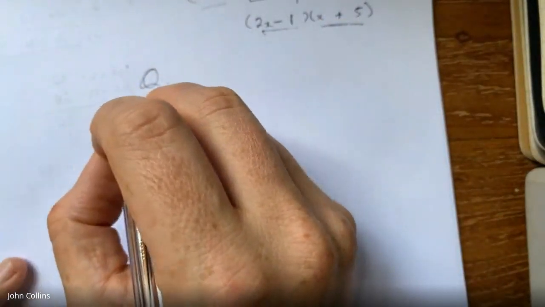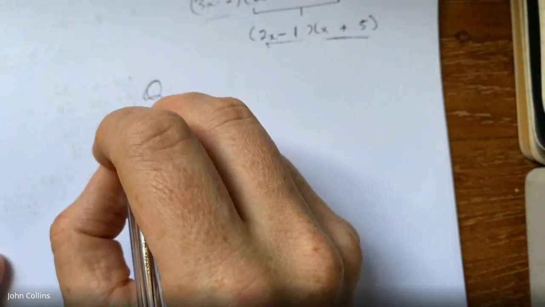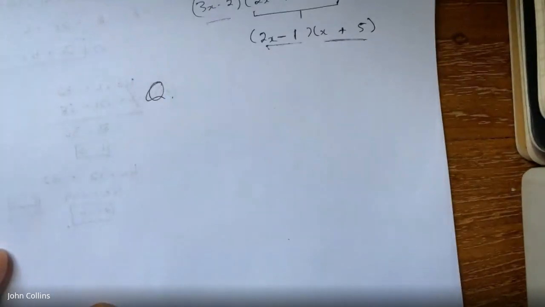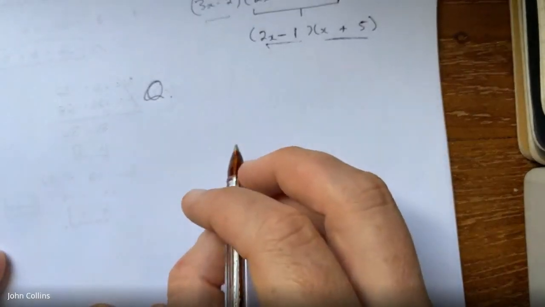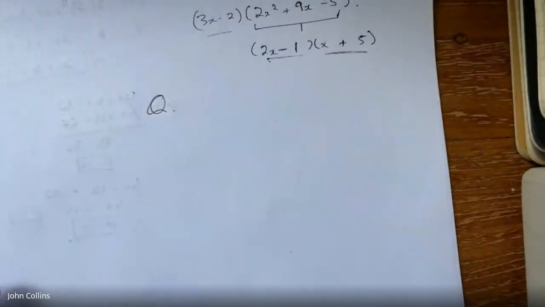Question 3 then. P of x is a real polynomial of degree 5. That means it has x to the power 5 in it, with leading coefficient 1.